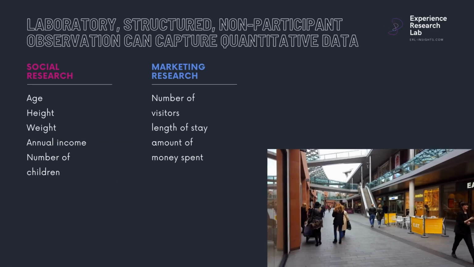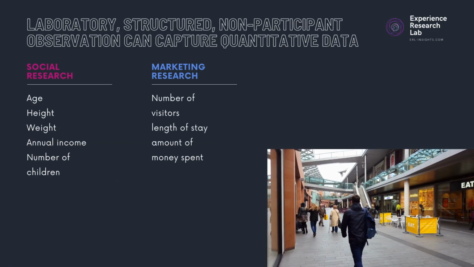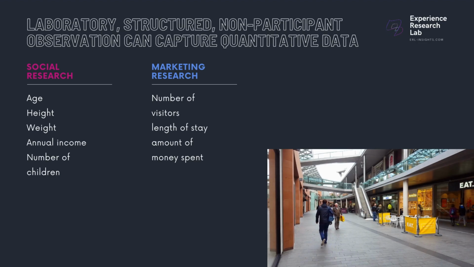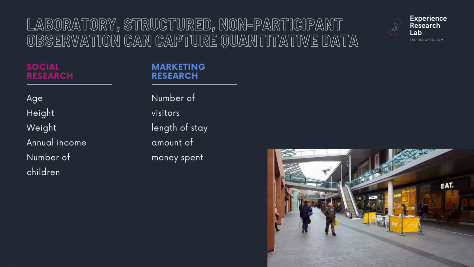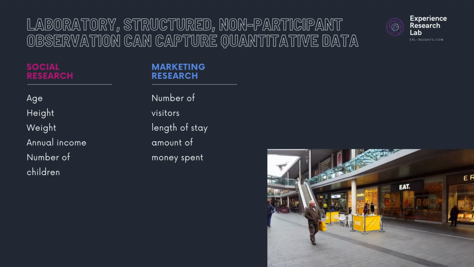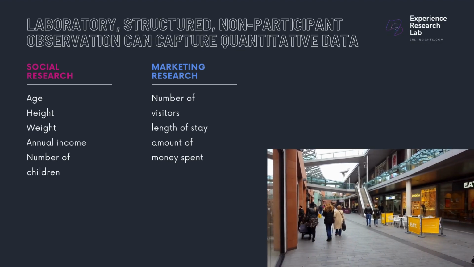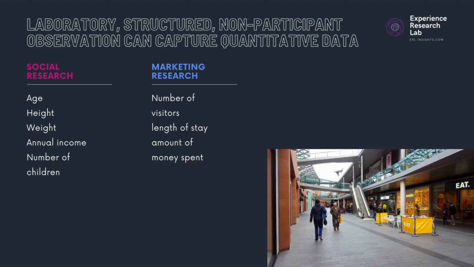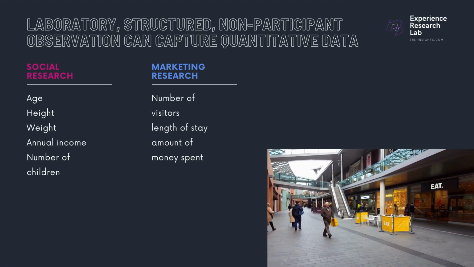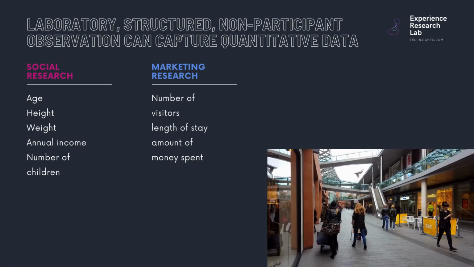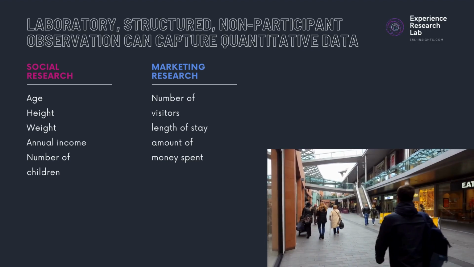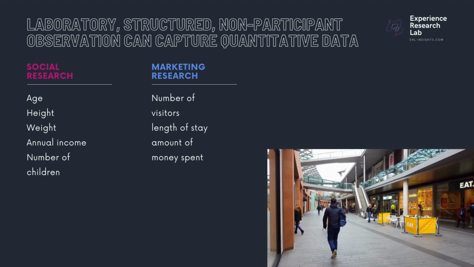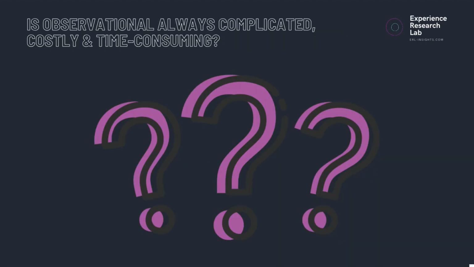However, it is worth noting that not all observational research is qualitative. Even fieldwork with participant observation is applicable to collect quantitative data. Social researchers use quantitative observation to capture demographic information such as age, height, weight, annual income, number of children, etc. Meanwhile, marketing researchers may use quantitative observation to gather information on the number of visitors, length of stay, amount of money spent, etc. Another misconception about observational research is that it is complicated, costly, and time-consuming.